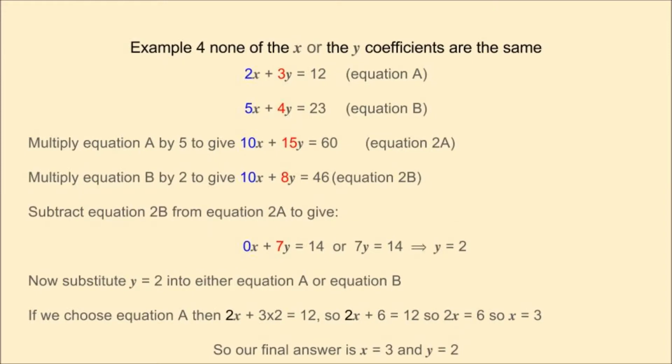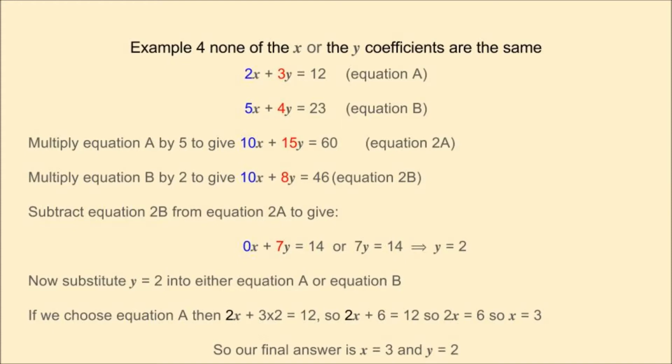And we now look on to our fourth example, where we've got none of the x coefficients or the y coefficients the same. So we need to do something about this in order to eliminate either the x values or the y values. So if we multiply the top equation A by 5, this will give us 10x, and if we multiply equation B by 2, that will also give us 10x, and that's good news because we can then subtract those values away from each other. 10x minus 10x gives us nothing.